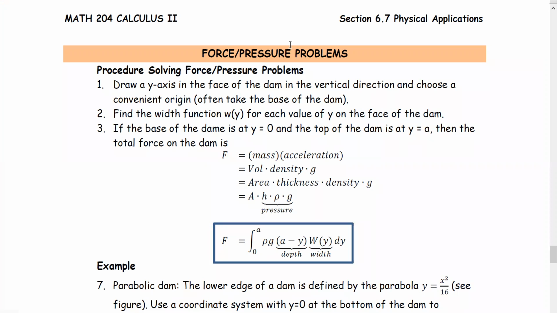Number 3. If the base of the dam is at y equals 0 and the top of the dam is at y equals a, then the total force on the dam is F equals m times a, or the mass times acceleration. From the density rho equals m over v, therefore m equals rho times v. And the volume is the area multiplied by the thickness. And the area is the width times the depth.